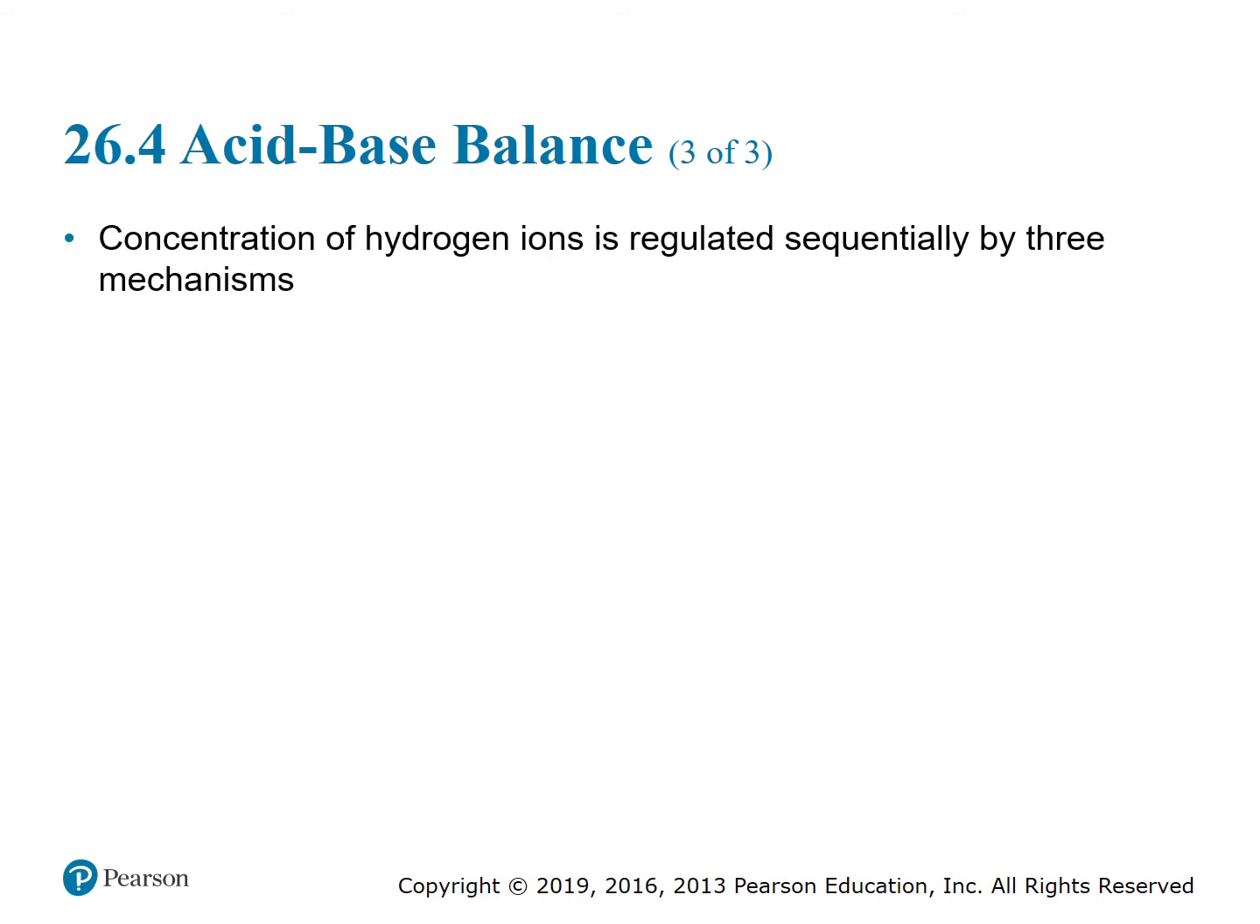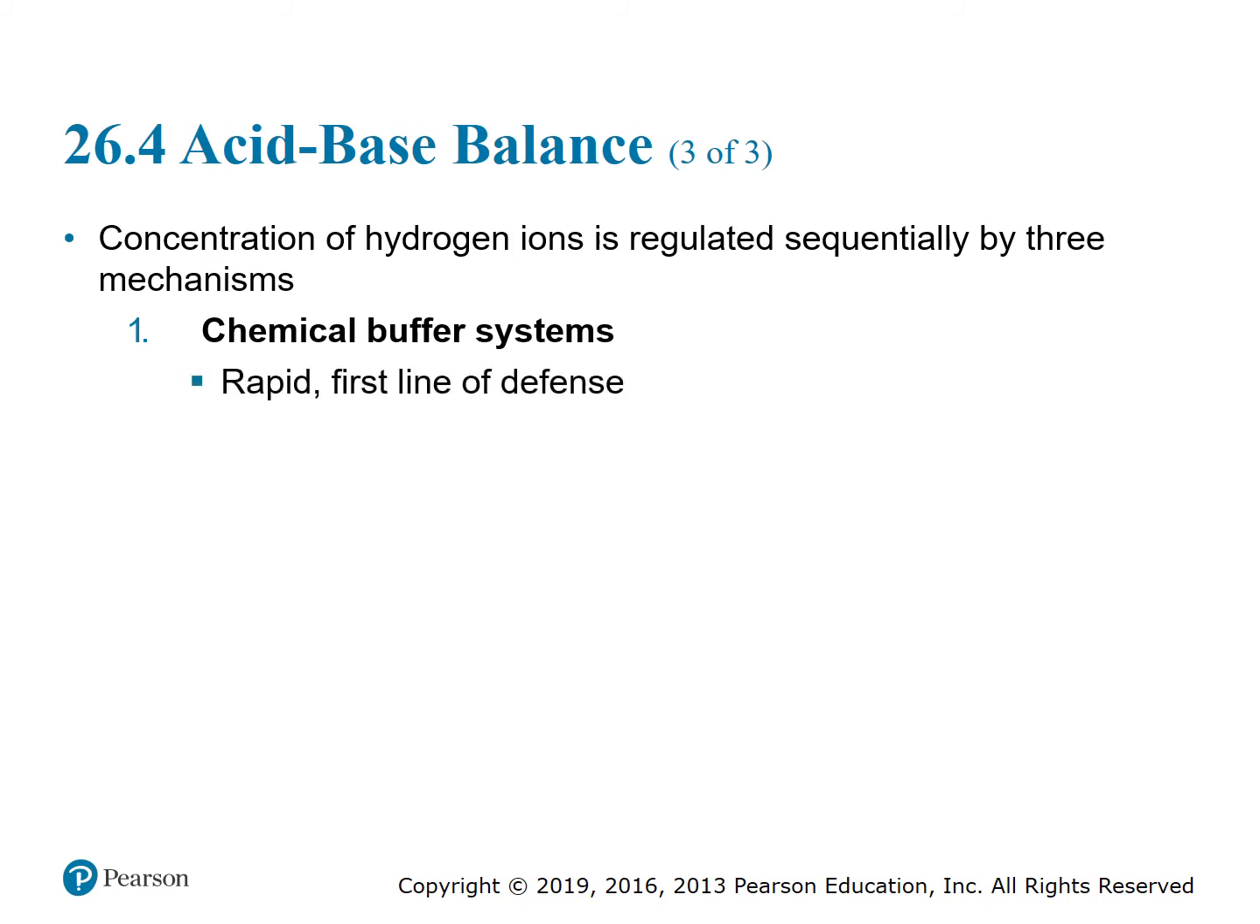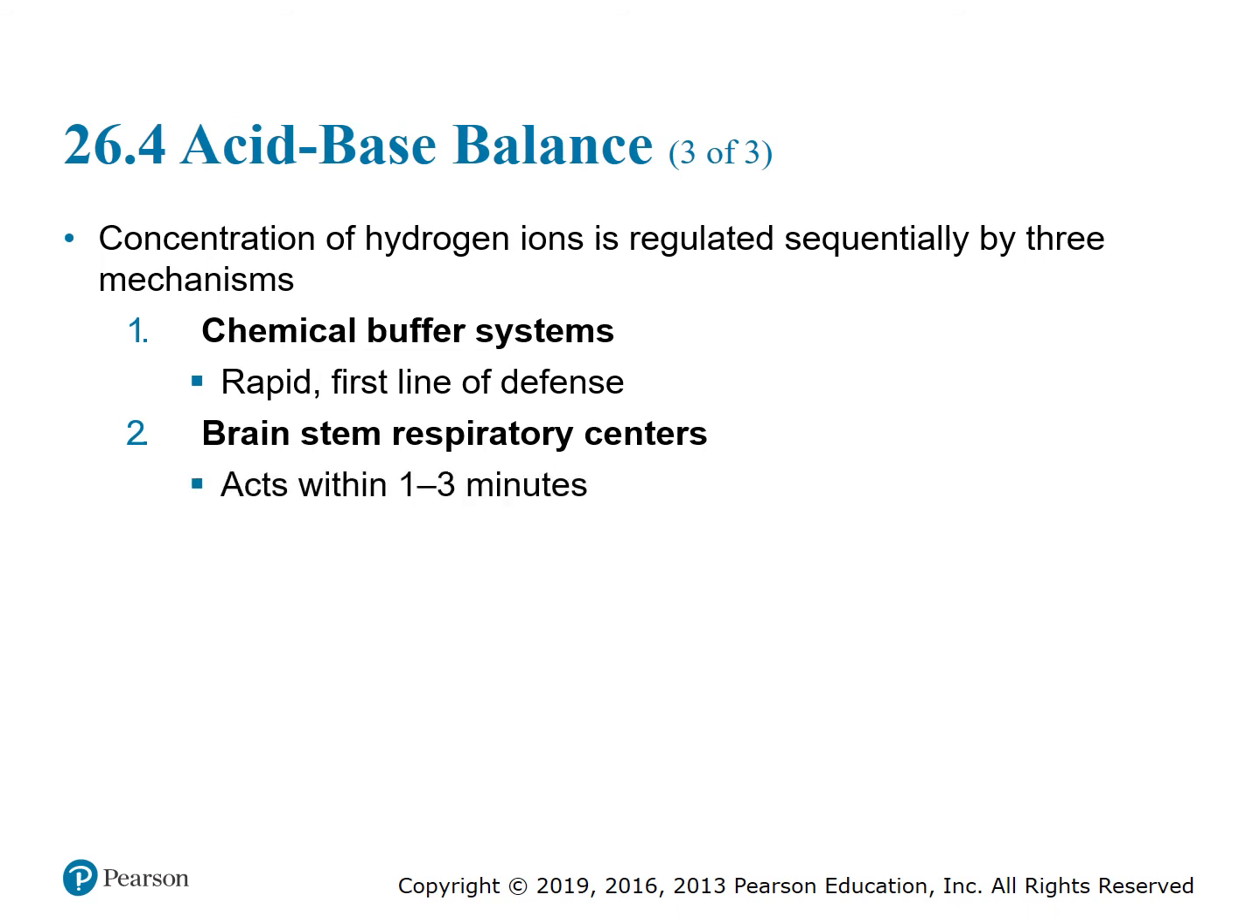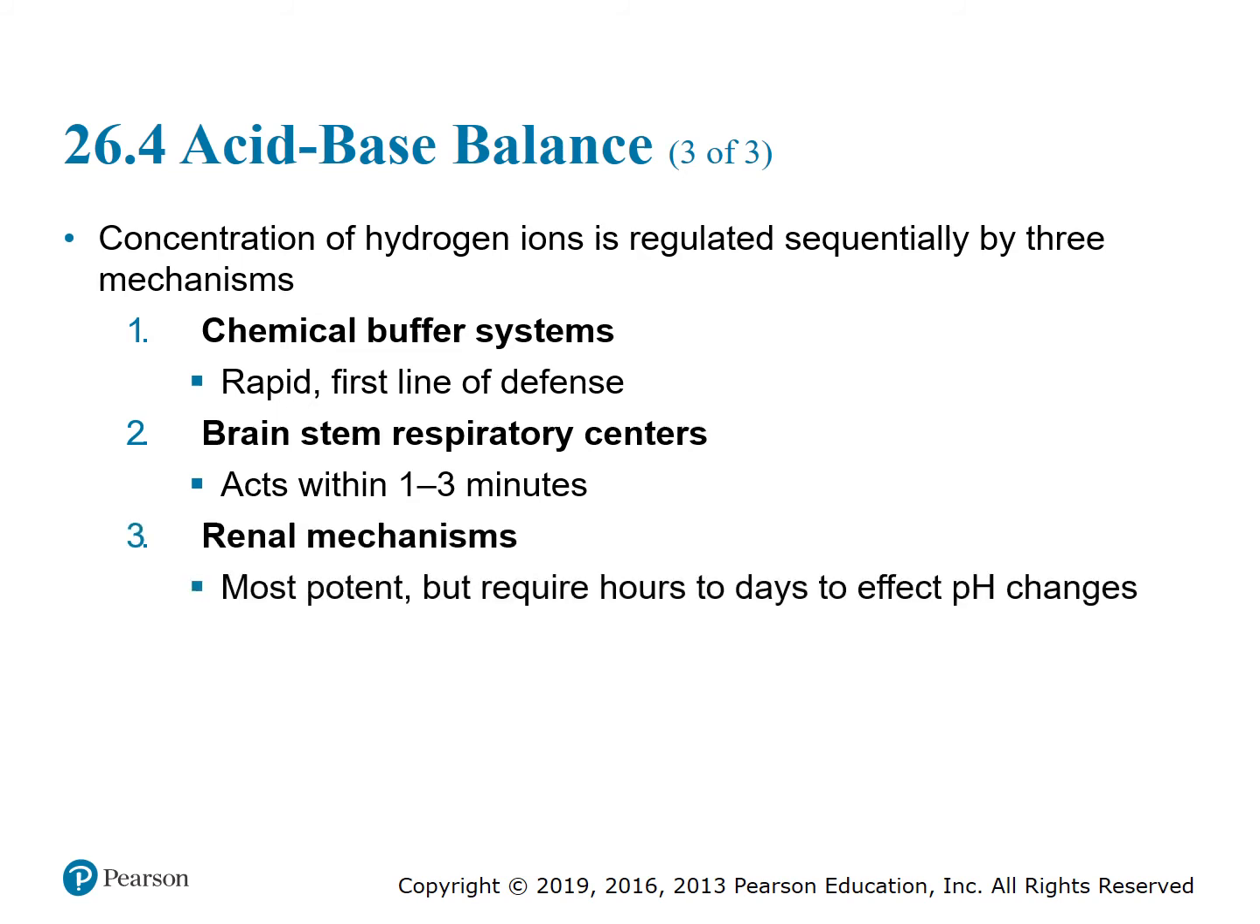So the concentration of hydrogen ions gets regulated by three mechanisms. First, by chemical buffer systems, and it's your first line of defense. Secondly, by the brainstem respiratory center, so this is your second line of defense that acts within 1 to 3 minutes. And third, renal mechanisms, which are the most effective, but they do require between hours and days to cause pH changes, and you may not have that much time.